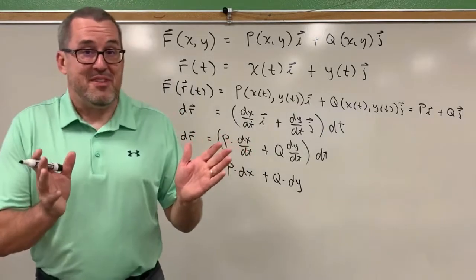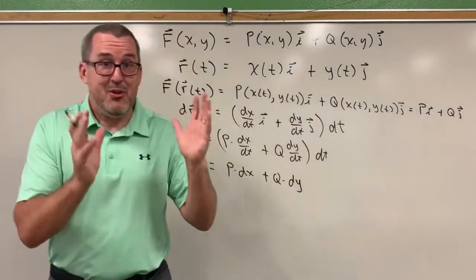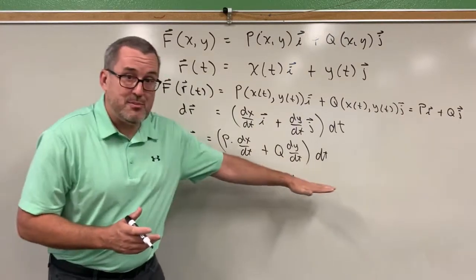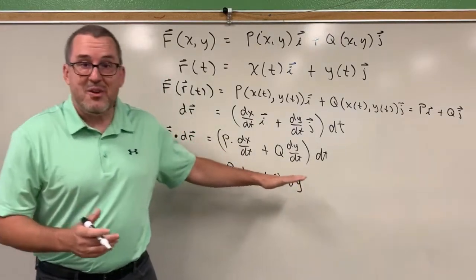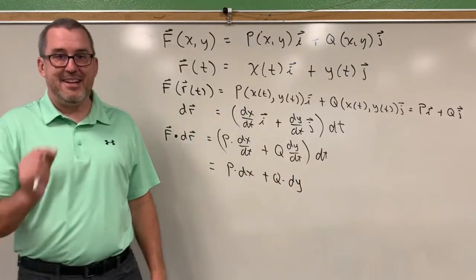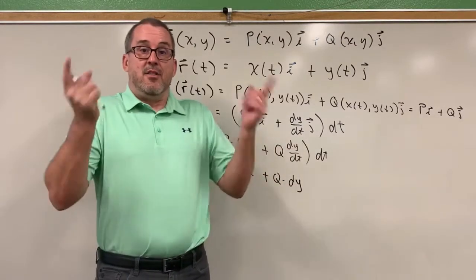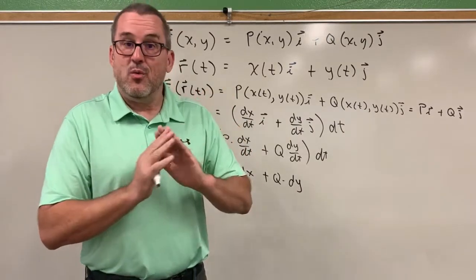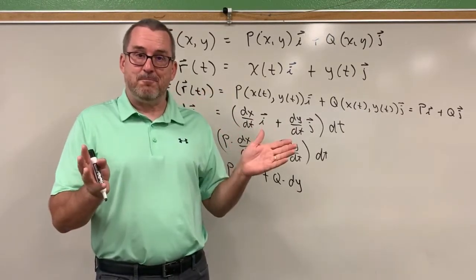Now, we'll do an example in a minute, but the beauty of this is that this dot product can now be left in terms of x and y. We don't need the parameter t anymore. That's the beauty behind this. That's the strategy behind computing a line integral without parameterizing.